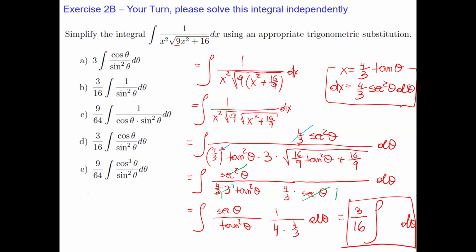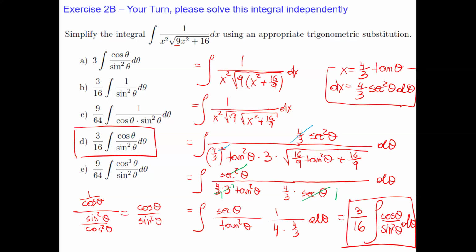Let's get the final integrand. Secant over tangent squared: secant is 1 over cosine, and tangent squared is sine squared theta over cosine squared theta. Cosine can cancel out. Oh, sine, did I say secant? Tangent, of course, is sine over cosine. Sine squared theta over cosine squared theta. Okay, that means this will be the final answer: cosine theta over sine squared theta. And I hope, yes, we do have this option. Luckily, we don't have to integrate, but it will be an easy u substitution.